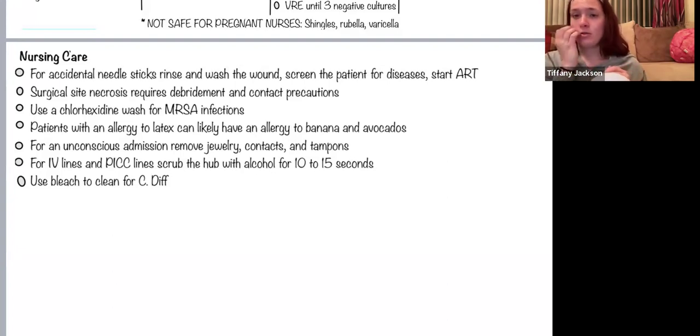If you do have a patient who has a latex allergy, be careful about food. They could also have allergies to bananas and avocados. If you have an unconscious patient admitted to the ED, we're going to want to remove everything. We're going to remove jewelry, we're going to remove contacts, and we're going to remove any tampons. If your patient has IV lines and PICC lines, we always scrub the hub with alcohol for 10 to 15 seconds. We cannot use those regular purple wipes for C. diff. C. diff must be cleaned with bleach. Remember, C. diff is a contact precaution.